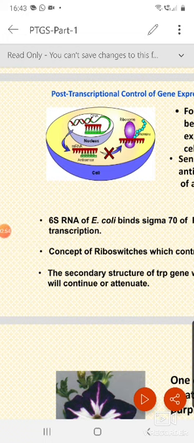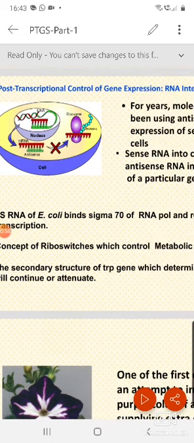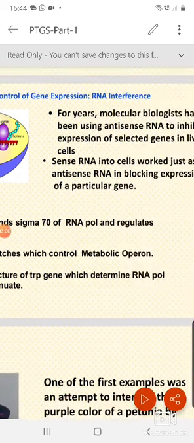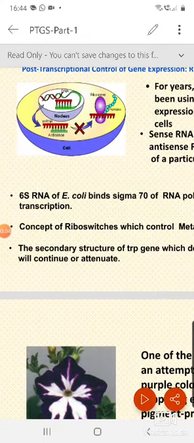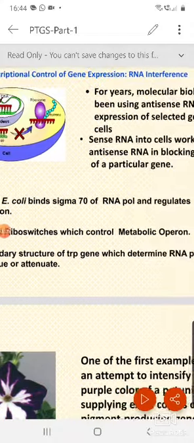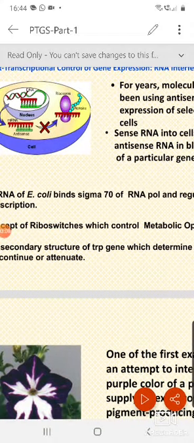Apart from that, we also know that RNA has different mechanisms to regulate gene expression. There are some examples. 6S RNA of E. coli binds sigma 70 of RNA polymerase and regulates transcription. The concept of riboswitch, which controls metabolic operons. If you remember, the secondary structure of RNA can inhibit, because of this secondary structure they mask the internal sequence. Because of that the transcription was regulated.